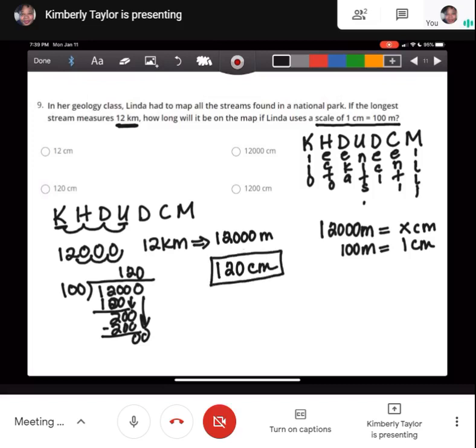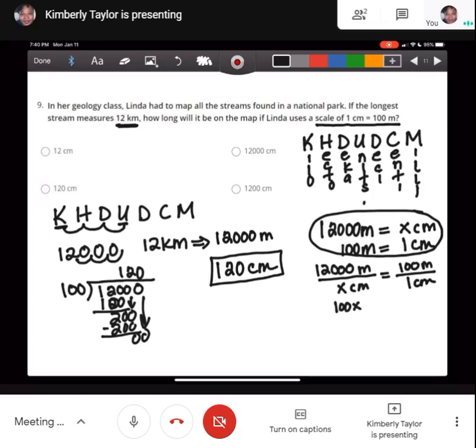Now to show you the proportion way, if you're more comfortable with that, I would say 12,000 meters over x centimeters is equal to 100 meters over 1 centimeter. If you remember this, you can cross multiply, which is also called the cross product. So you do 100 times x and you get 100x, and then 12,000 times 1 and you get 12,000. Then you just divide both sides by 100, and that's how you get your answer of x equals 120 centimeters. So that would be your answer choice here.